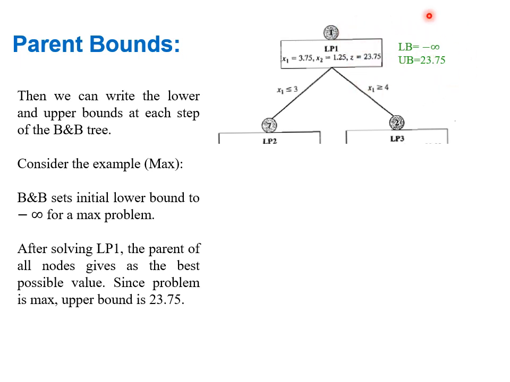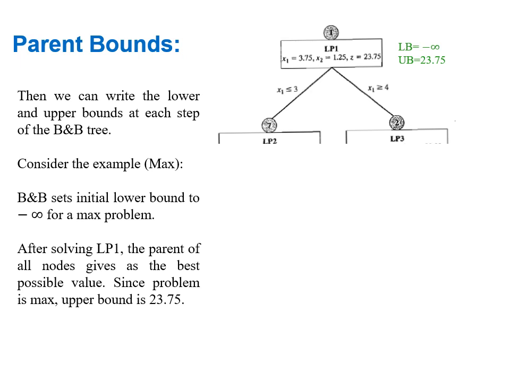Then, what are the lower and upper bounds in the first node? Since we don't have any integer feasible solutions, that is, we learned that integer feasible solutions are candidate solutions, and since there are no candidate solutions, the lower bound is minus infinity. And the upper bound is the objective function value of all the open, not explored parent bounds. For the first one, this parent bound is 23.75. So initially, my lower and upper bounds are like this.